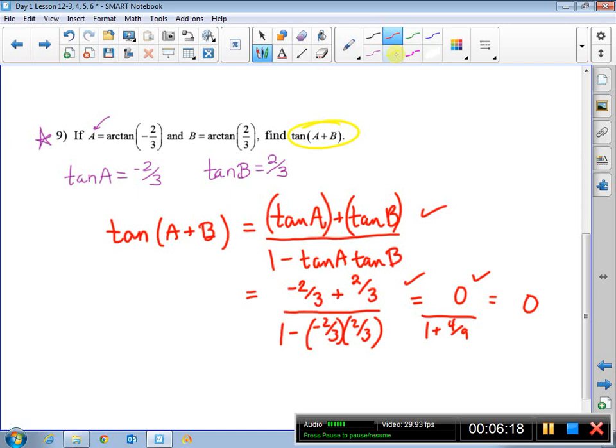Just continue going. If you just wrote a 0, it is a 2-point question. It's referred to as a naked answer. It has no work, so you get 1 point, even if you're right. So we don't want any of that.